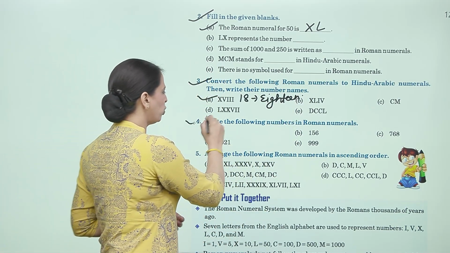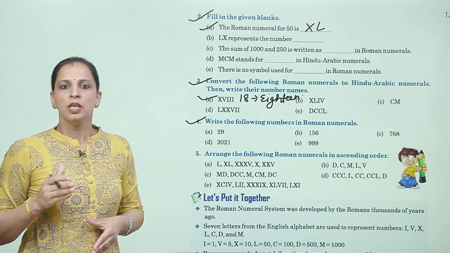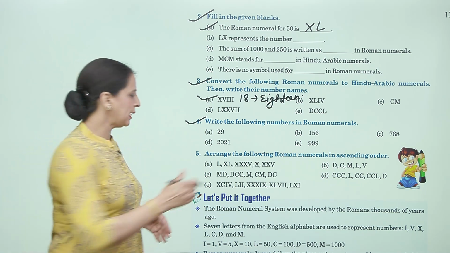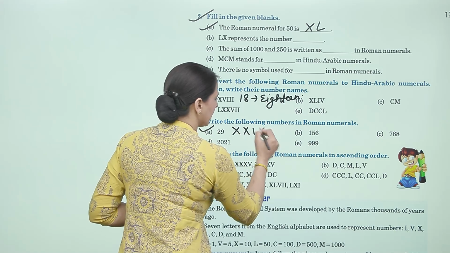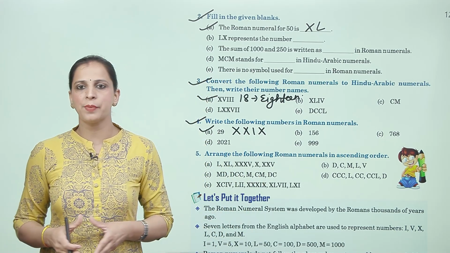Now next question number 4. Write the following numbers in Roman numerals. A is 29. 29 is XXIX. तो बच्चों सेम मेथड को यूज करते हैं. बाकी के पार्ट्स आप खुद ट्राई करेंगे.